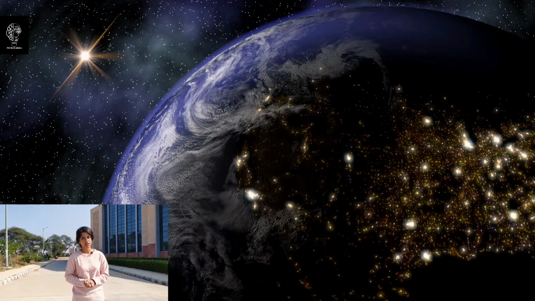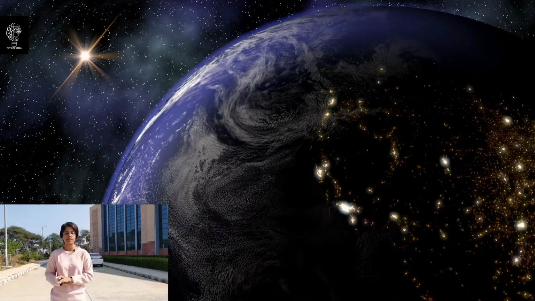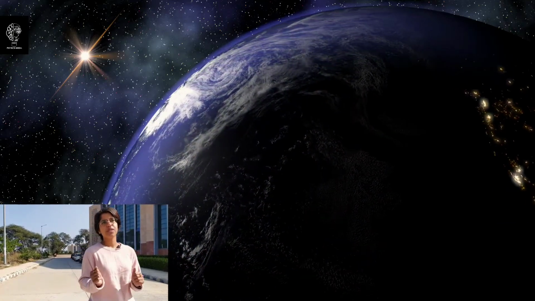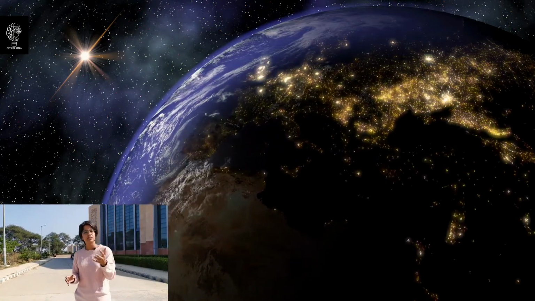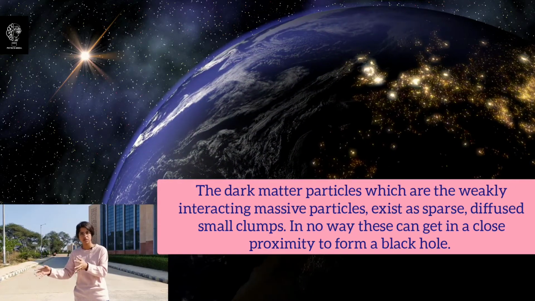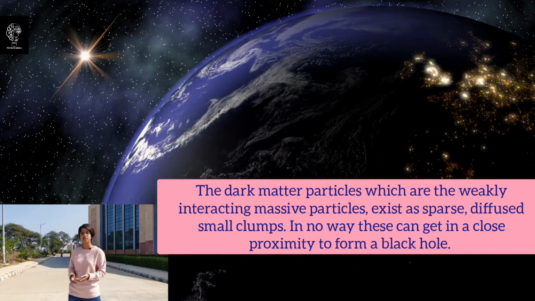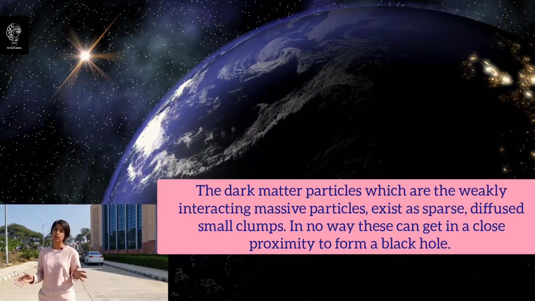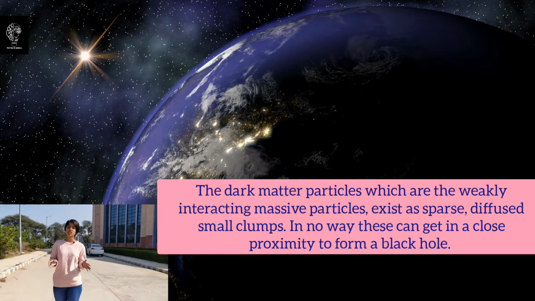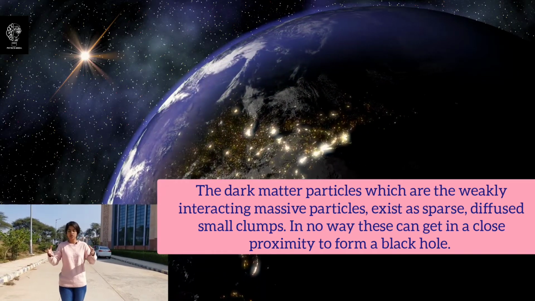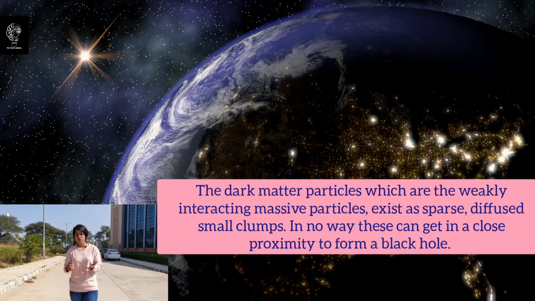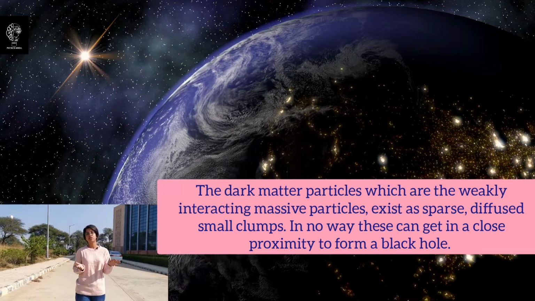Talking about the next part, we have already spoken in good detail about how dark matter exists in the universe. It exists as very sparse, diffuse, small clumps of particles, of weakly interacting massive particles. Since the particles of dark matter are very diffuse in nature, they just cannot get into a very compact volume of space so as to make a black hole. So this is how a black hole can in no way be made from dark matter.